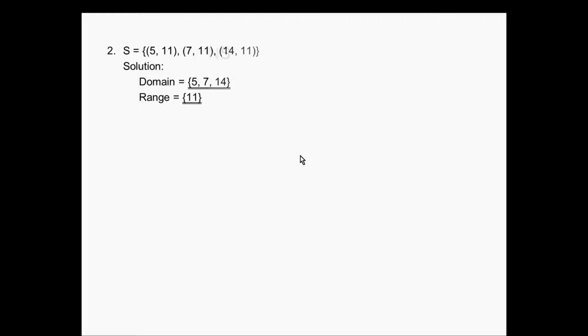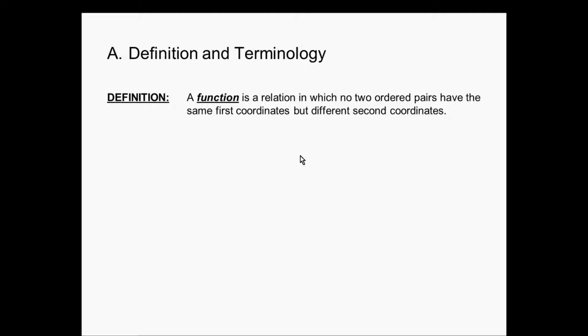Let's move on to the big step. Functions. So from here on out, everything we talk about is going to be a function. Definition and terminology. Definition. A function is a relation in which no 2 ordered pairs have the same first coordinates but different second coordinates. So a function is a special type of relation.